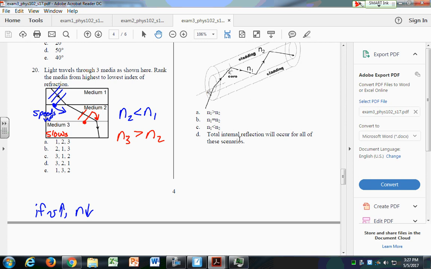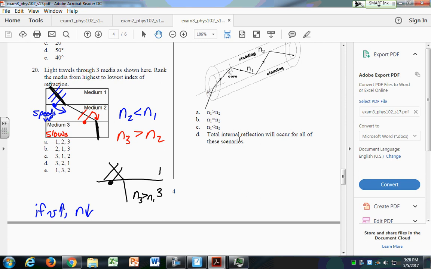Let's do the second as well. So now let's also imagine going from here to here. So I'm going to have medium 1, medium 3 right here. It's going to bend towards the normal. Basically, I just bumped out that medium 2, got rid of it completely. Here, it's going to slow down. So N3 is going to be bigger than N1.